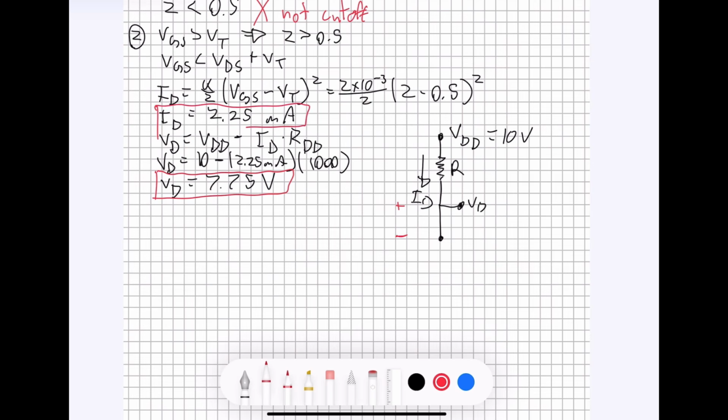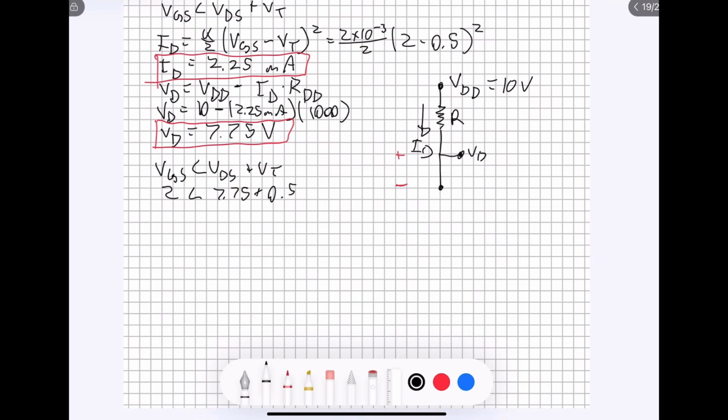Great, so now we know, if we're in saturation mode as we assumed, what the voltage and the current would be for these two areas. So now what we have to do is check using this inequality that we had earlier. We need to check if VGS is less than VDS plus VT. That would be if 2 is less than 7.75 plus 0.5, and pretty clearly 2 is going to be less than 8.25. So that's great for us. That means we are in saturation mode, and our assumption was correct.